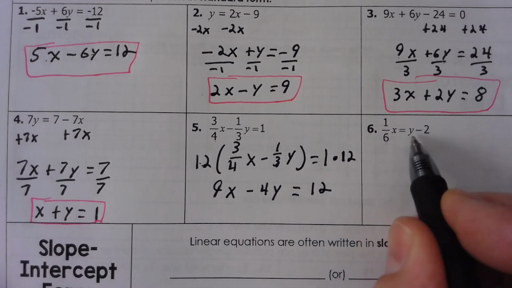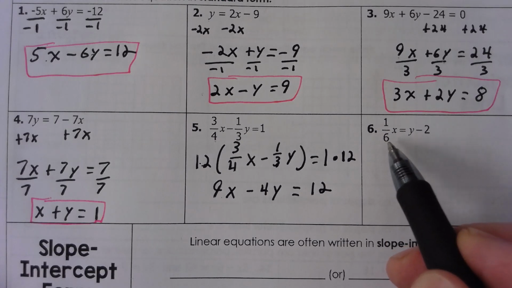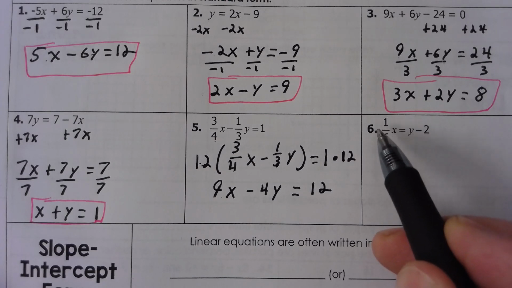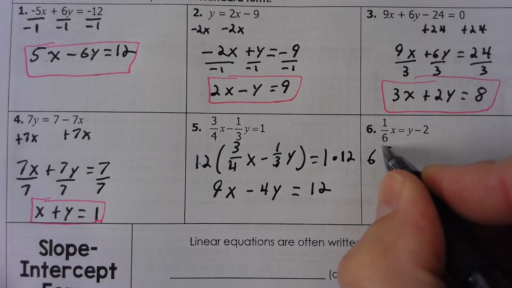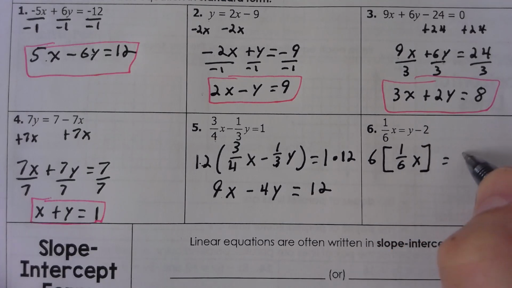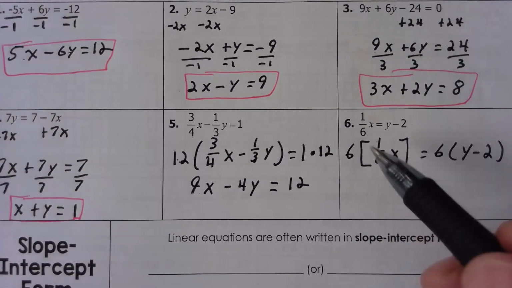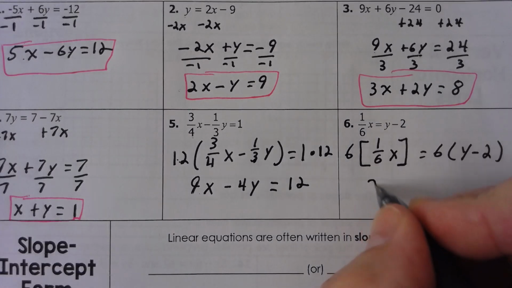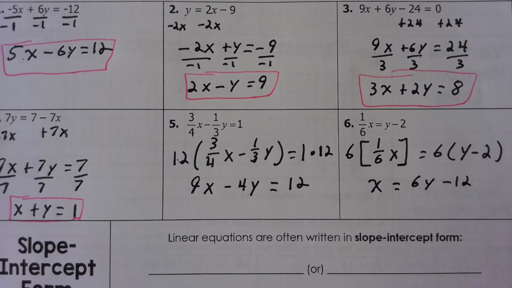Alright, so 1/6 x equals y minus 2. We'll do it another way here. I've only got this one fraction here. So I'm going to get rid of this fraction by multiplying the entire equation by 6. So 6 times 1/6 x is equal to 6 times y minus 2. So 6 times 1/6 gives me 1, so that is x, equal to 6y minus 12.